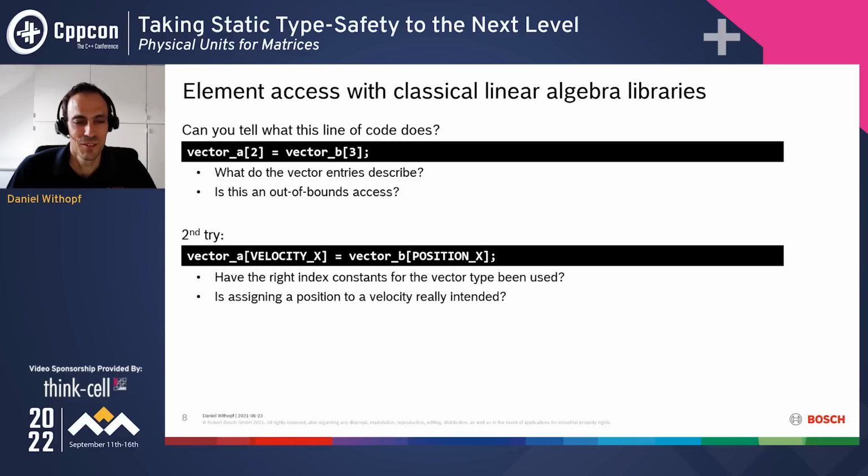Second question, is assigning a position to a velocity really intended? Most likely a physics teacher would intervene here because we're assigning 2 values with incompatible physical units. So most likely this is a bug in your code because you're assigning a position to velocity.